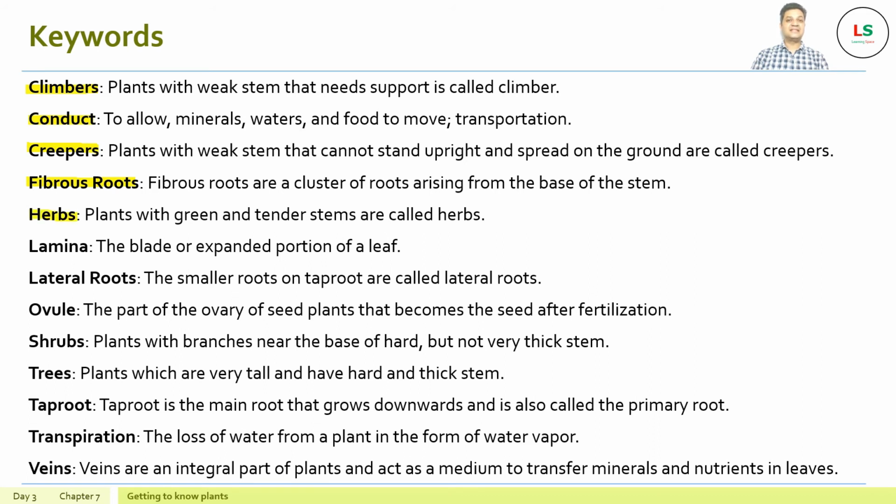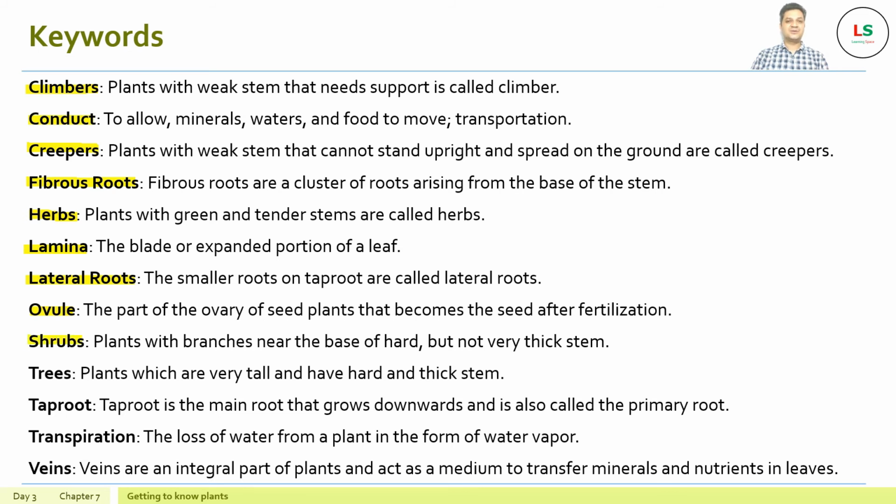Herbs. Plants with green and tender stem are called herbs. Lamina, the blade or expanded portion of a leaf. Lateral roots. The smaller roots on the taproot are called lateral roots. Ovule, the part of ovary of the seed plants that becomes seeds after fertilization.